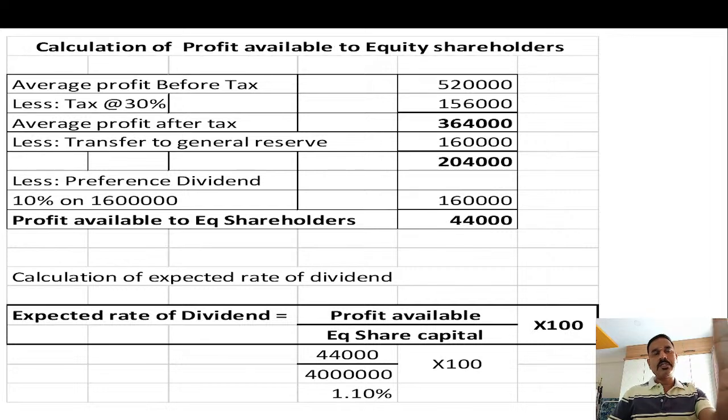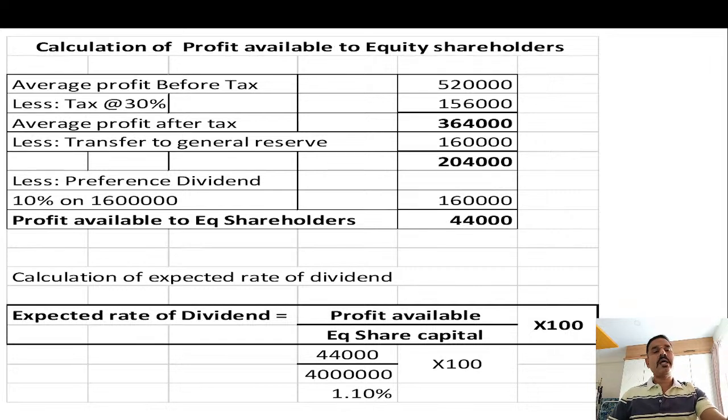So there are two methods in fair value. One is intrinsic value, one is the yield method. That's why you have to make this much calculation. Now calculation of expected rate of dividend. The dividend base we have calculated. Expected rate of dividend equals profit available to equity shareholders divided by equity share capital into 100. How much dividend percentage can you give to equity shareholders? Profit available is 44,000 divided by 40 lakh. So total 1.10% dividend you can distribute to equity shareholders.